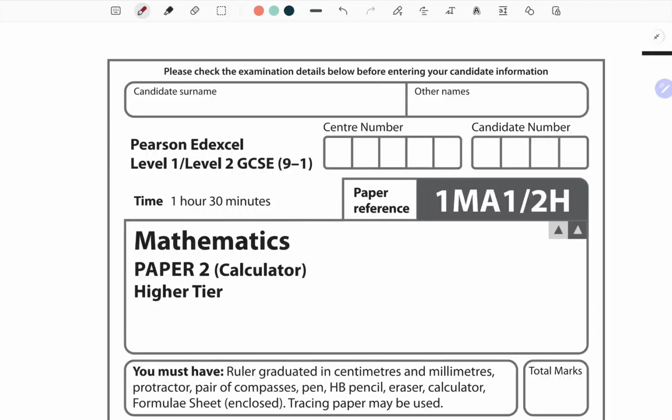And in this video, we're going to go through the June 2022 EDEXCEL Maths Paper 2, the higher tier, and it's a calculator paper. As always in my videos, I'm going to use each of the questions as a little revision opportunity, just to explain the solution and remind you of any key points that you need to remember for your exam.